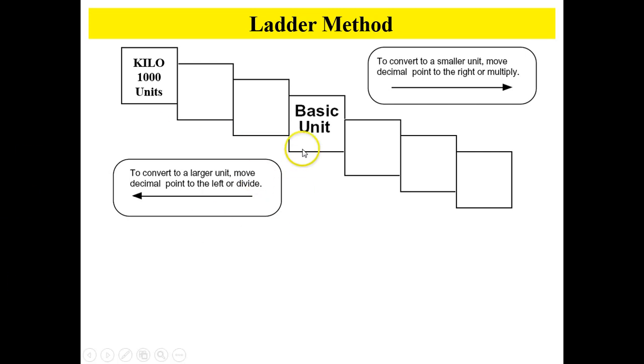And remember, we have 3 base units. The next smallest prefix is hecto. Hecto is equal to 100 units. As we go down the ladder, we see the next is deca. Deca is worth 10 units. Then we have our base units. Our base units, remember, are meters, liters, and grams.